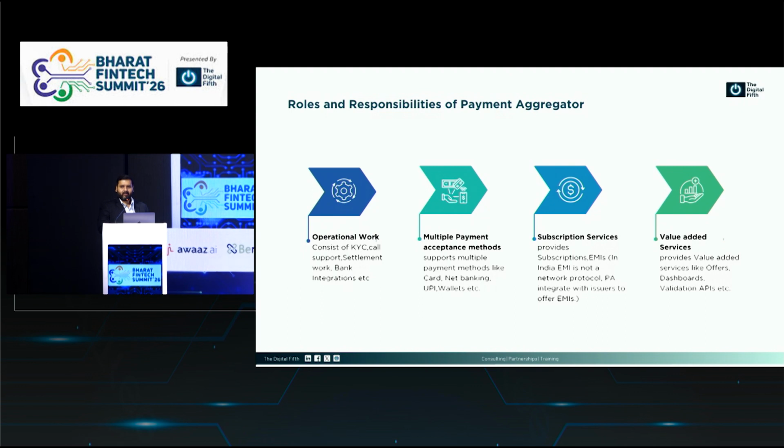Also, they offer multiple value-added services like a dashboard for online merchants and a validation API. Because if you have observed, when you do a transaction through any online portal, be it Amazon, Flipkart, or any other channel, it will be redirecting you to the original screen. So that is where it takes care of redirection as well as the validation API.